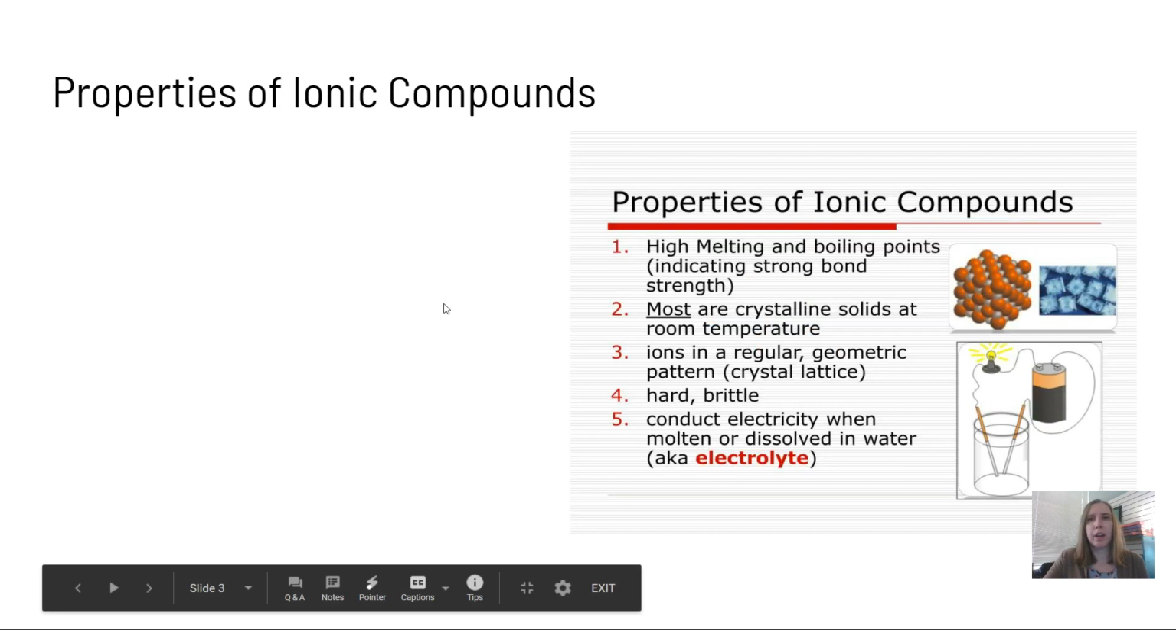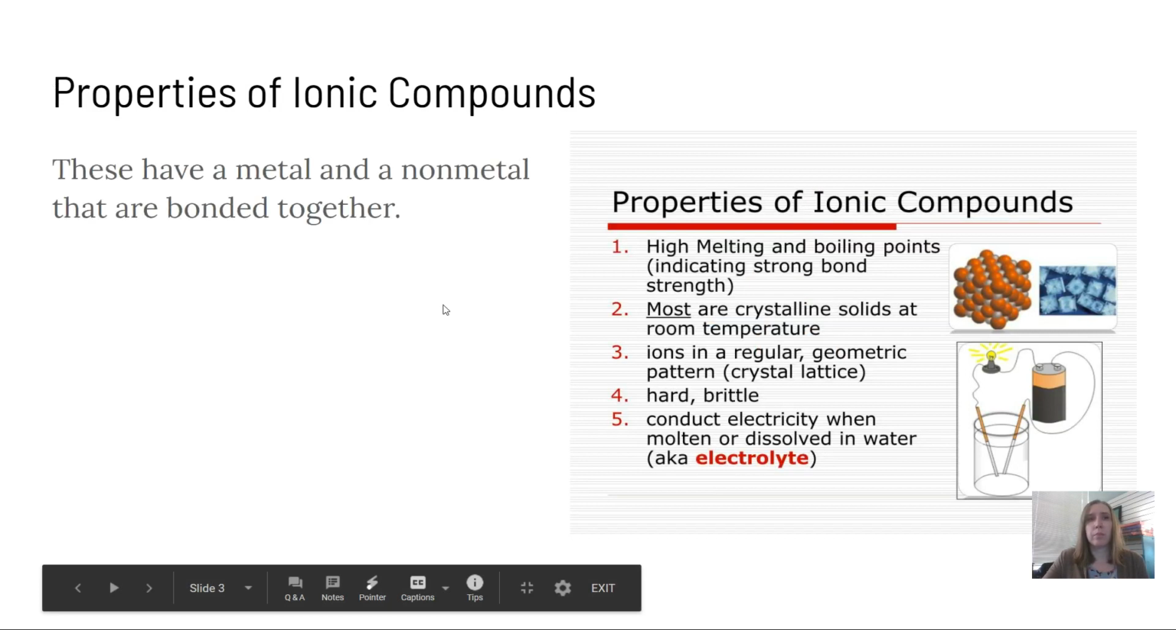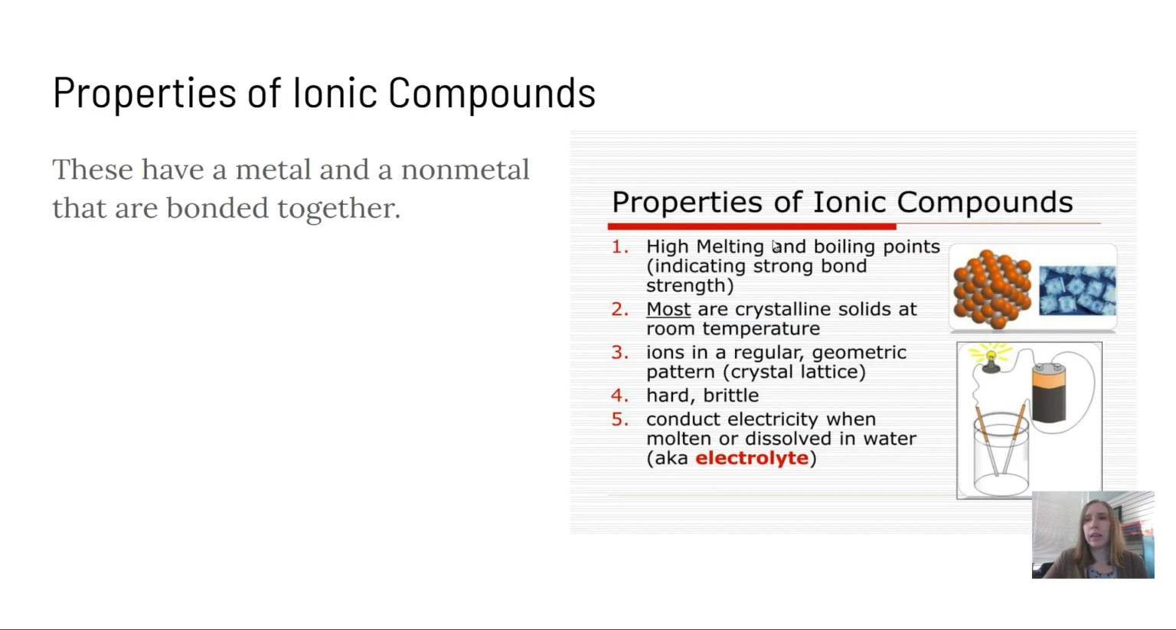So properties of ionic compounds include that they have high melting and boiling points, which indicates that they have a strong bond strength. Most are crystalline solids at room temperature. They're ions in regular geometric patterns, so they have a crystal lattice or structure. They're hard and brittle. They conduct electricity when molten or dissolved in water, so we call those electrolytes.